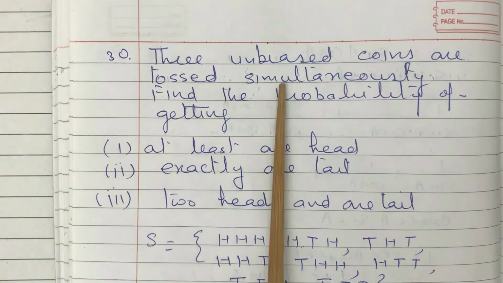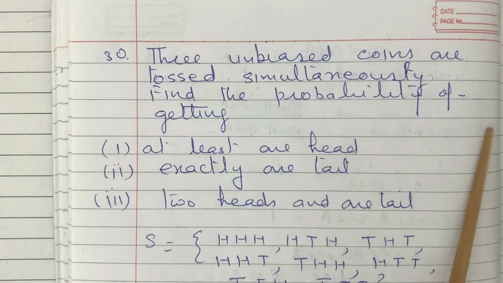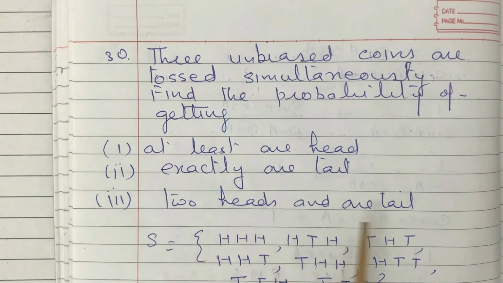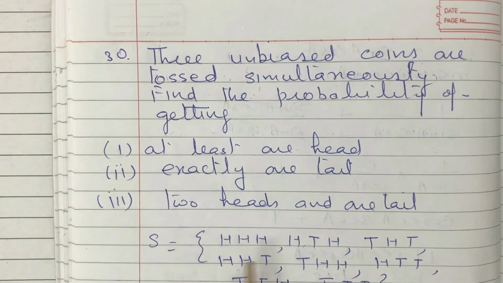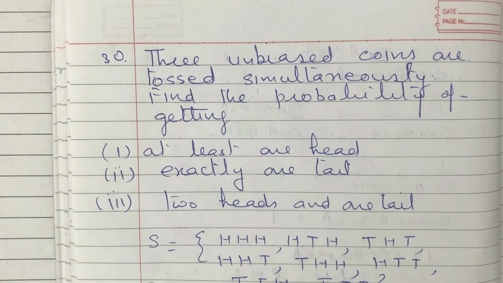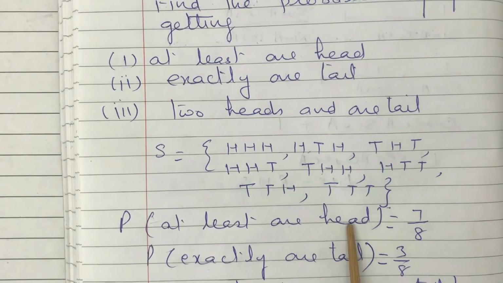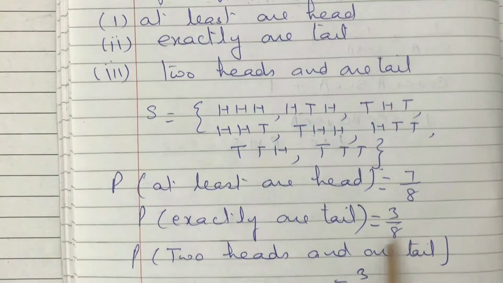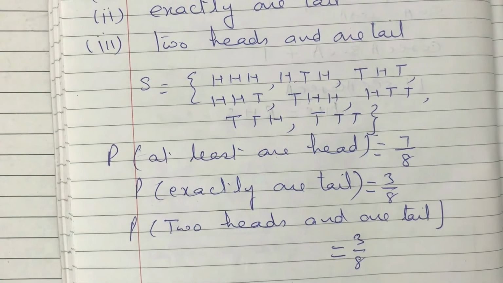30th question. 3 unbiased coins are tossed simultaneously. Find the probability of getting at least one head, exactly one tail, 2 heads and 1 tail. When 3 unbiased coins are tossed, you will have these things in the sample space. They are 8 in number. So probability at least one head is 7 by 8. Probability exactly one tail 3 by 8. Probability 2 heads and 1 tail, that is 3 by 8.